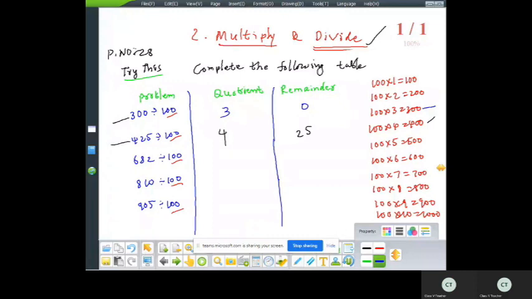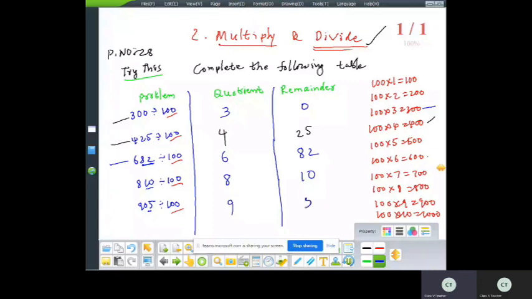Now, third problem, 682. 100 sixes are 600. 682 minus 600, 82 is less than 100. Remainder is 82. Now next, 810 divided by 100. 100 eights are 800. Your extra number is 10. 10 is the remainder. Now 905 divided by 100. 100 nines are 900. Here the extra number is 5.